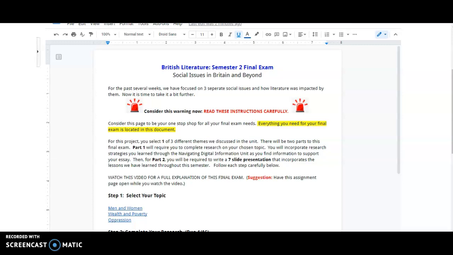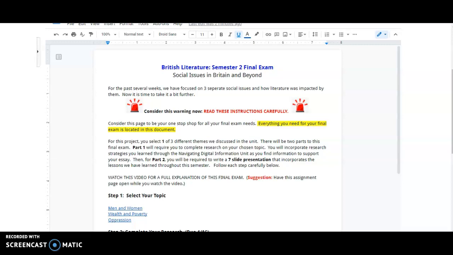Explanation for the Semester 2 final exam. For the past several weeks, we have focused on 3 separate social issues and how literature was impacted by them. So now it's going to be your job to take it a bit further. Everything you're going to need for this project is going to be in this document, okay?